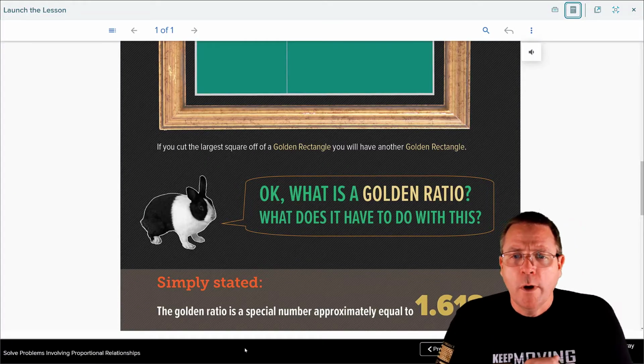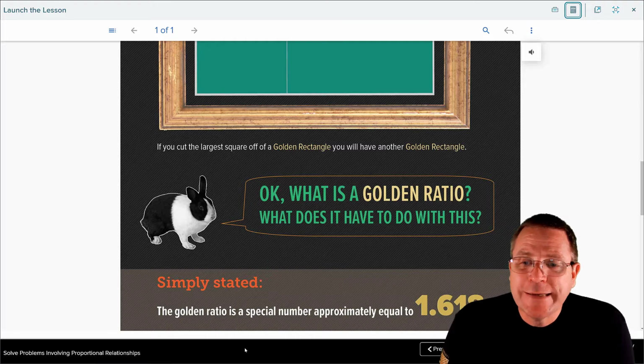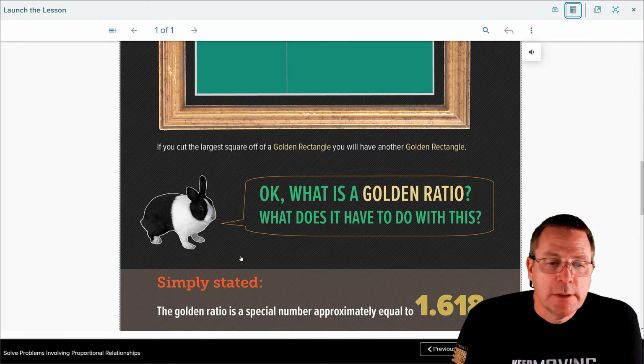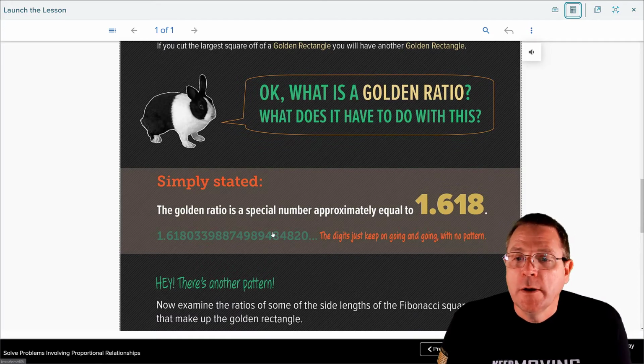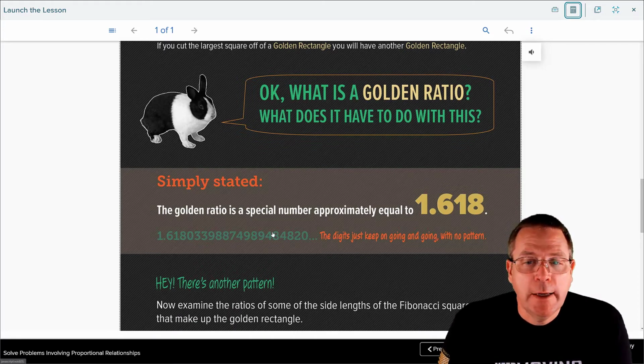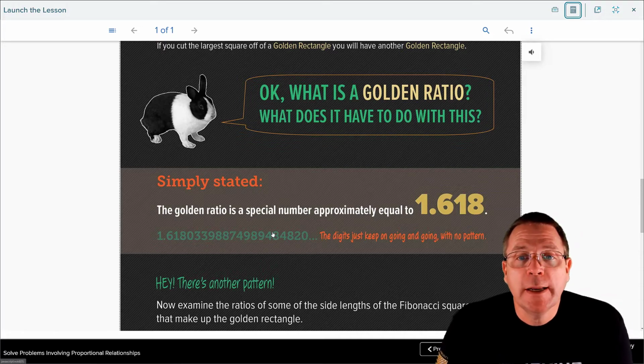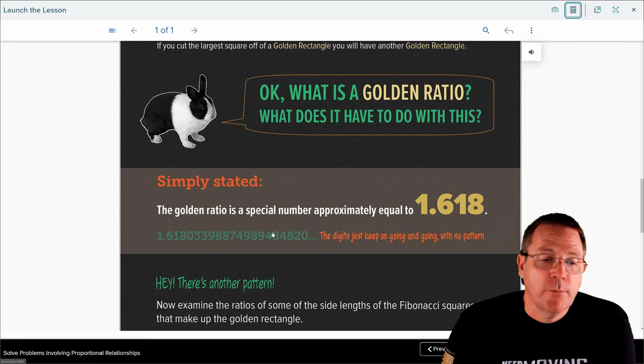So, what is a golden ratio, and what does it have to do with all this? Simply stated, the golden ratio written as a decimal is 1.618. There's actually a whole bunch of other digits that are involved in it, as you can see there. It's kind of like pi. It's an irrational number. It is a non-terminating, non-repeating decimal.